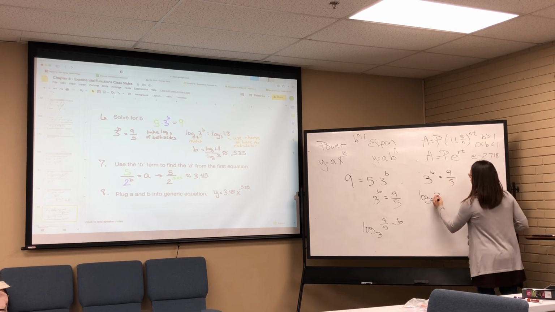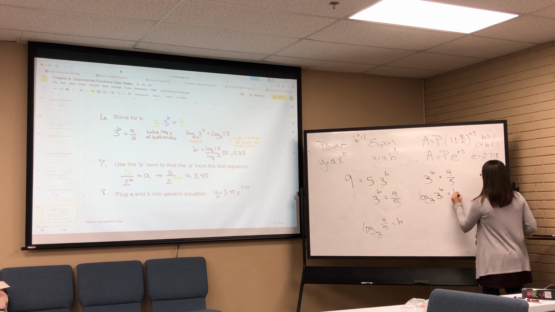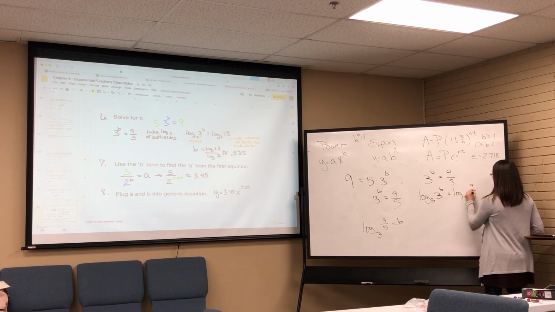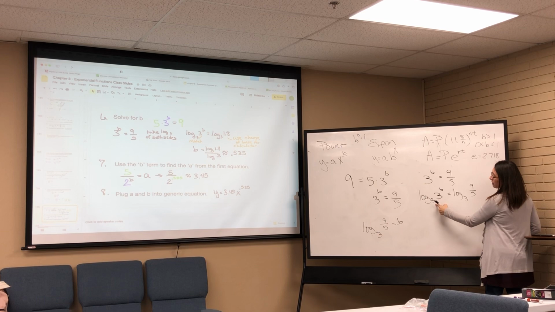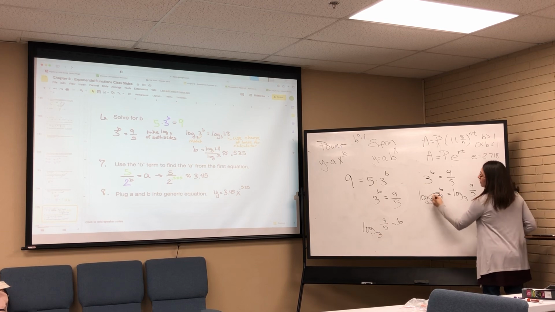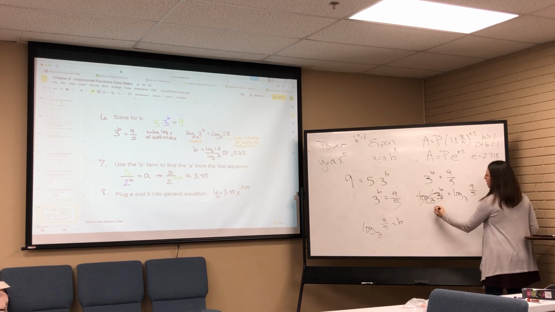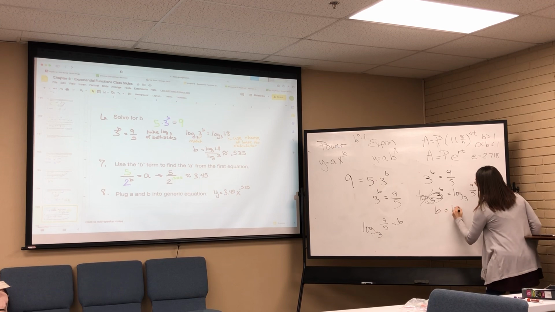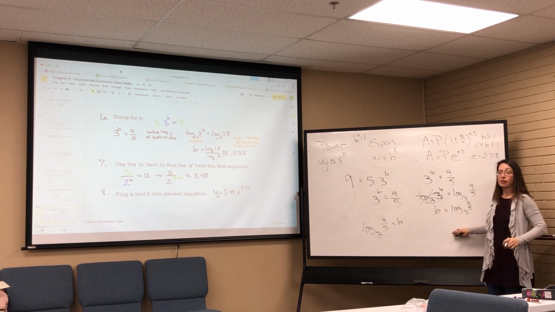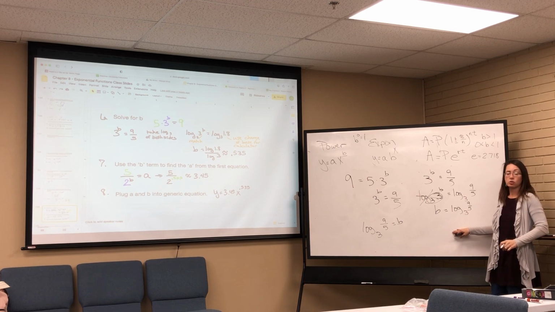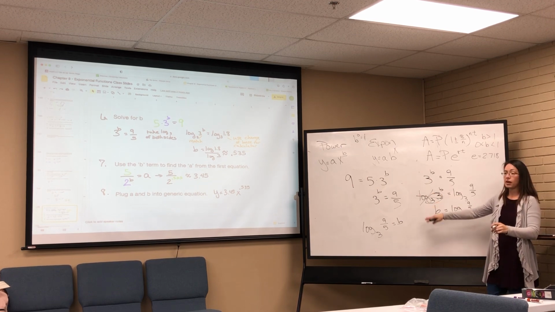So if I take the log base 3 of both sides, on this one I have base 3 and exponential base 3, this matches, the whole thing goes away, and I have b is equal to log base 3 of 9/5. We've got the same thing both ways. So two different ways of looking at it, we get the same answer.